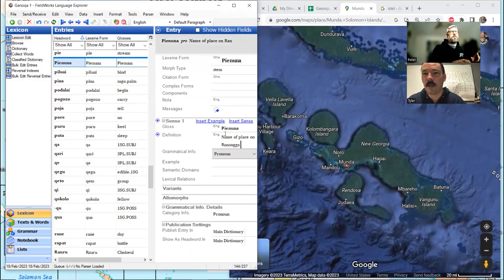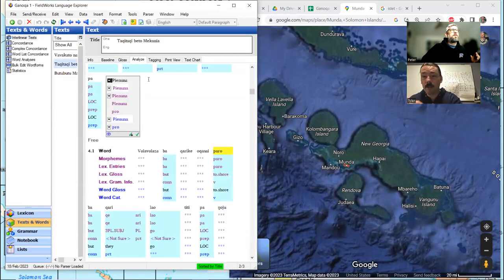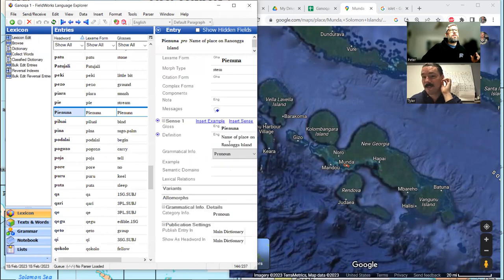Ghanongga. By the way, the S in island doesn't really belong there. No, you can change it right there in the lexicon. Oh, goodness. Pronoun. Grammatical info. Yeah.